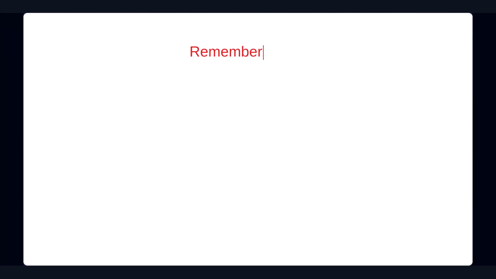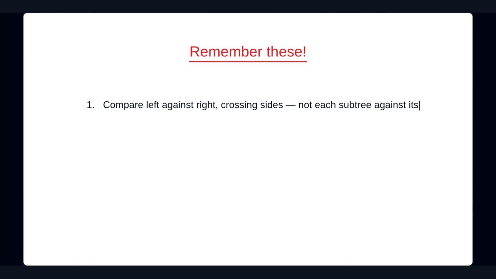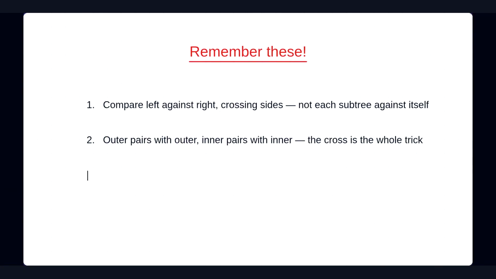3 reminders. First, we compare the left side against the right side, crossing over, not each subtree against itself. Second, remember the cross. The outer children pair up and the inner children pair up, and that cross is the whole trick. And third, matching values with a different shape is not symmetric, so always handle the empty cases carefully.